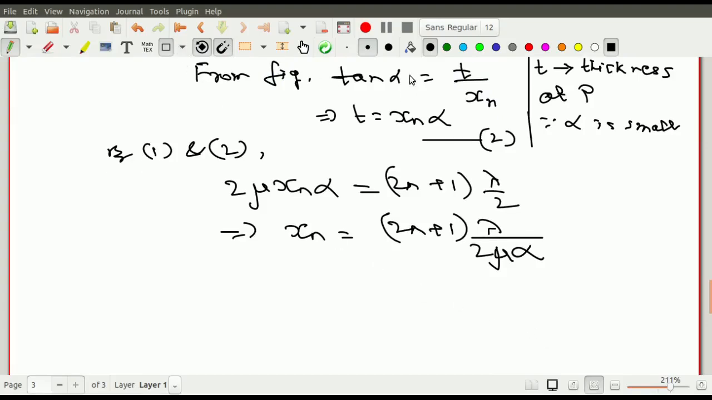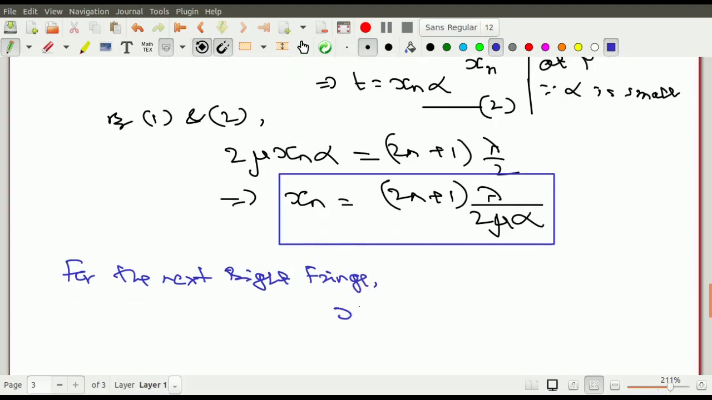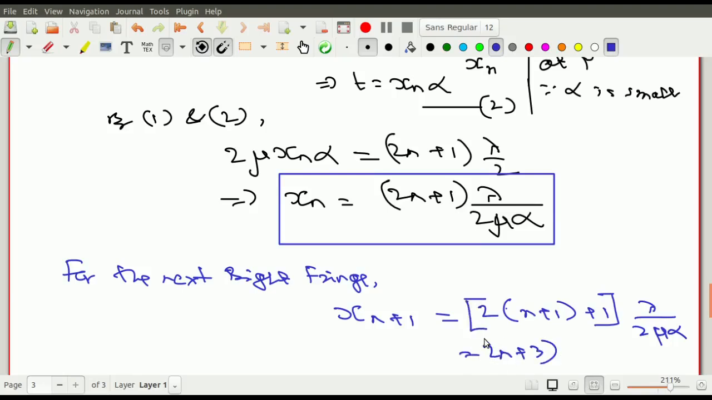Now for the next bright fringe what can I do, তাহলে পরের bright fringeটার জন্য কি হবে, n will be just replaced by n plus 1. You recall that class of fringe width, so if I put over here n replaced by n plus 1, right, so that gives me twice n plus 3 into lambda by 2 mu alpha.